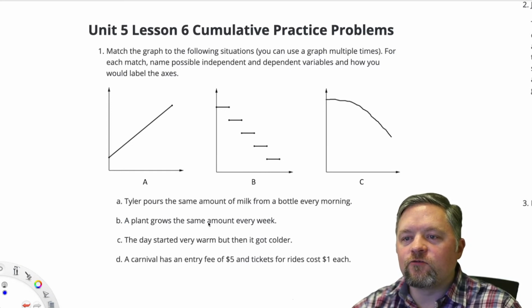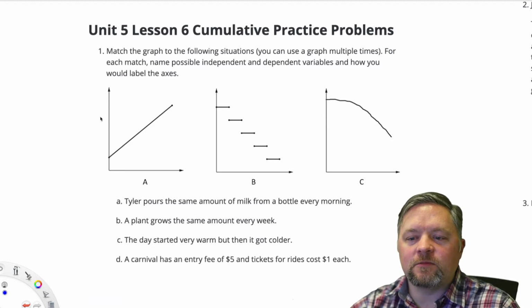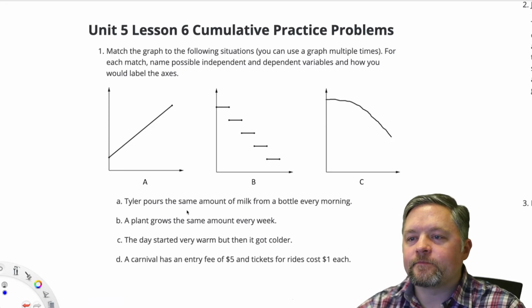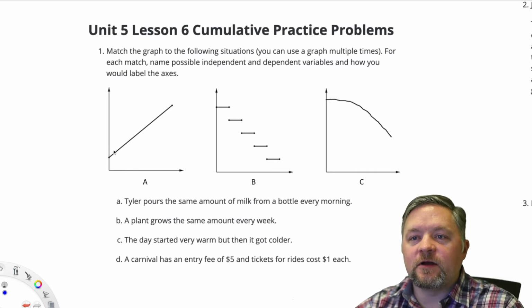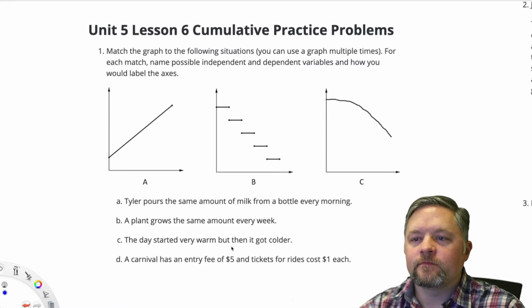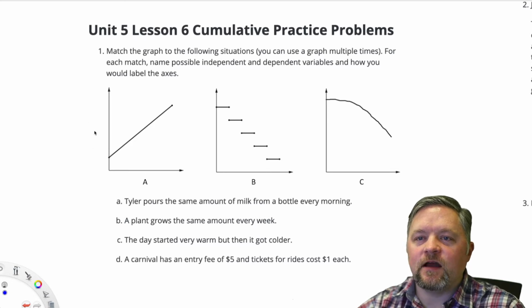A plant grows the same amount every week. So growing, so I'm going to go with A. Axes would be time measured in weeks and height of the plant probably. It grows the same amount every week, so it's growing at a constant rate, so it's linear. And time is independent, height of the plant is dependent. How tall it is depends on how long it's been growing.